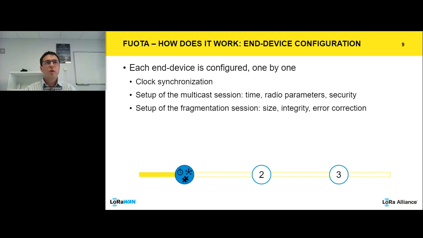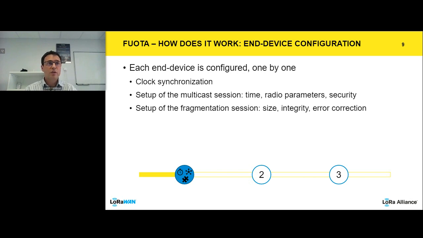Then we set up 2 sessions. The multicast session first, where we say that at a given time, with such radio parameters and such security settings, a multicast session will be sent by the gateway around the device. So the device can schedule the LoRaWAN Class B or Class C listening window at that time with those parameters and with that security context, so that it will be able to receive the data.